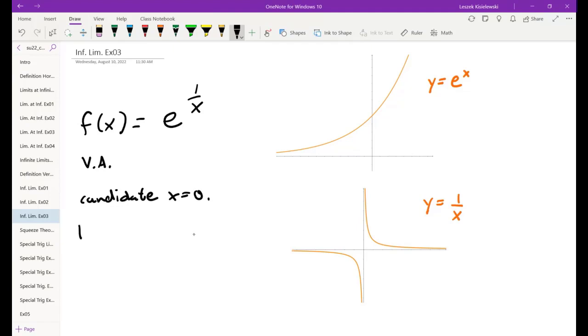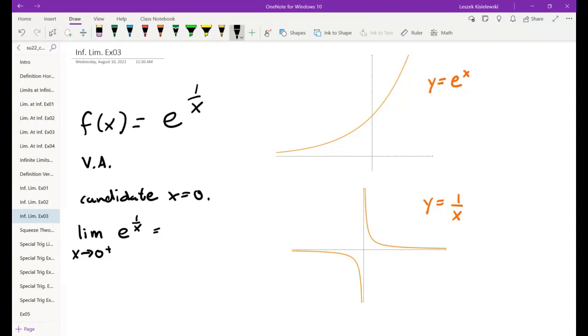Okay, so let's try to find these one-sided limits. So let x, let's say, approach 0 from the positive side. And think about how we can, well, are there any answers in chat, or anybody kind of see what's going on? Is this limit going to be infinite or not, or finite?